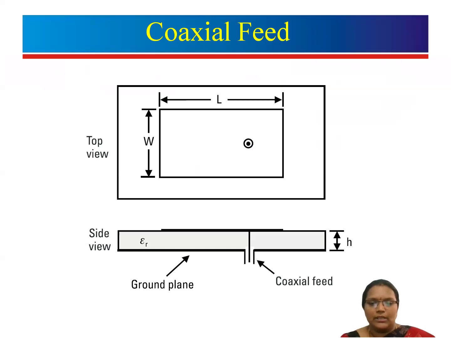The outer conductor of the coaxial cable is attached to the ground plane and the inner conductor is attached to the patch. It is easy to fabricate, but it has disadvantages such as narrow bandwidth. And it is very difficult to change the feed position once it is fixed. We have to drill the hole into the patch again, which makes the design complicated.